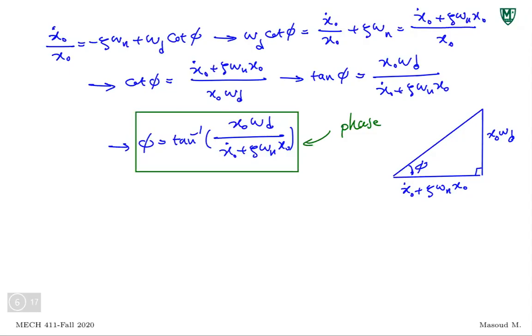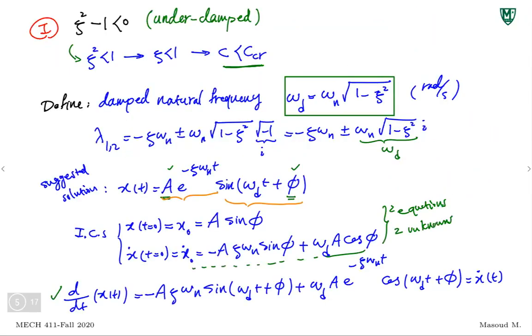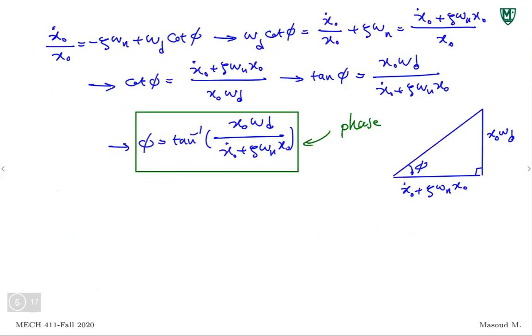So why am I doing this? Well, if you go back to initial conditions, x naught was equal to A sine phi. So from the first initial condition, I can say A, well, let me write it here.